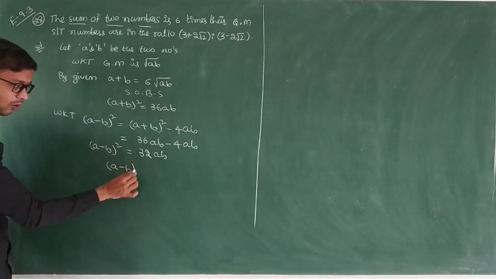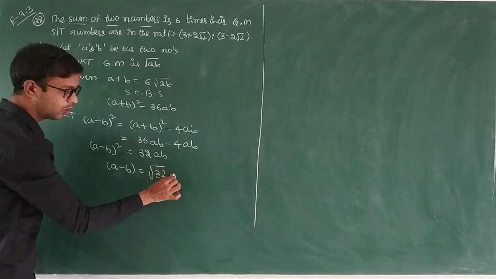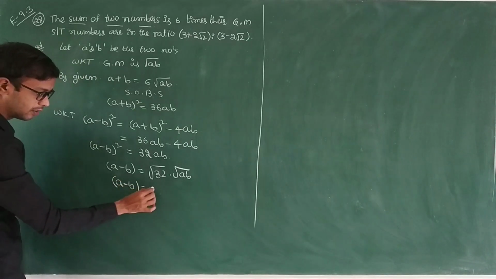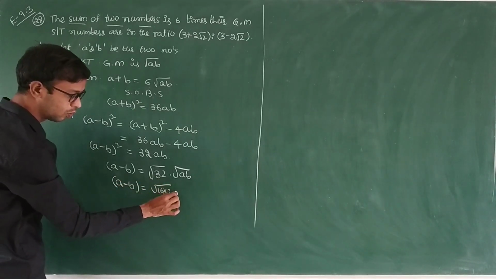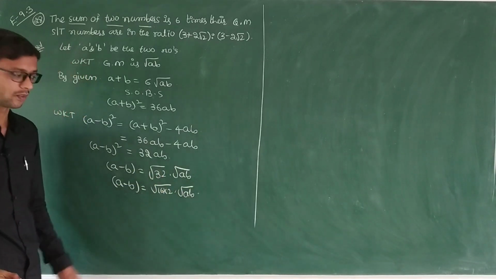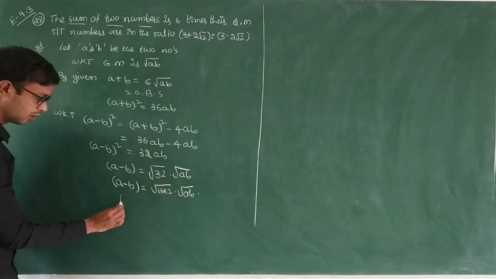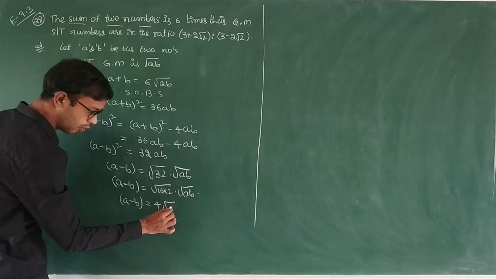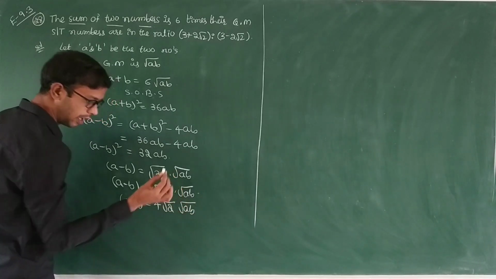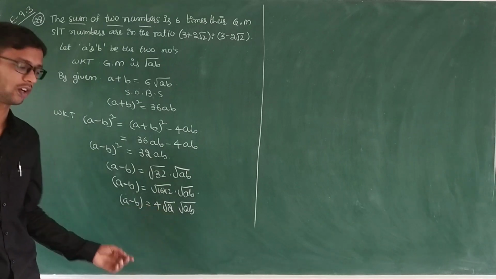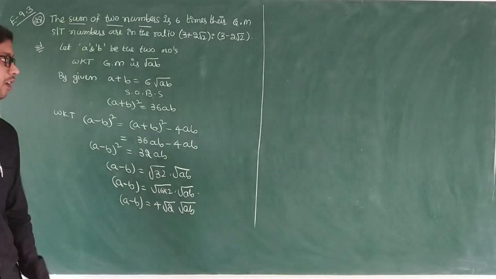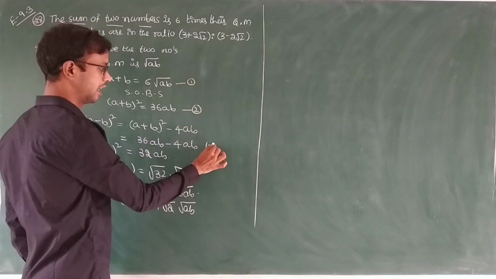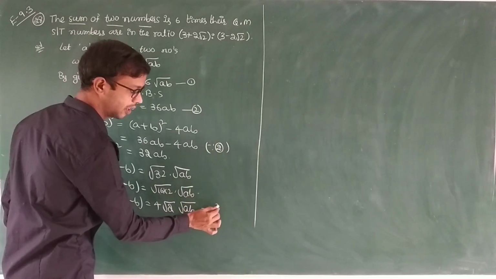a minus b is the square root of 32 into root ab. So a minus b is equal to, take 16 outside, 4 root 2 root ab. This is the a minus b value. The a plus b value is also there. Take this one as equation 1, this one as equation 2, and this one as equation 3.